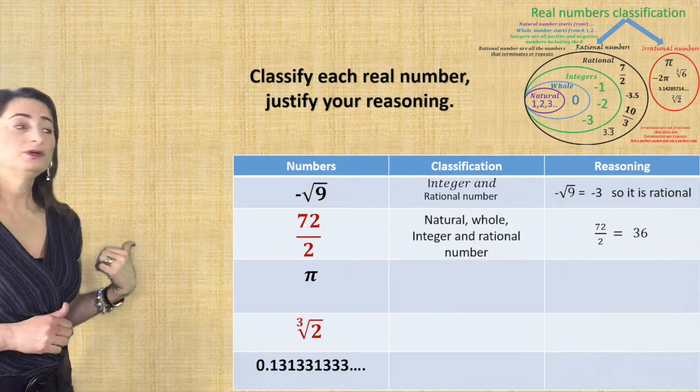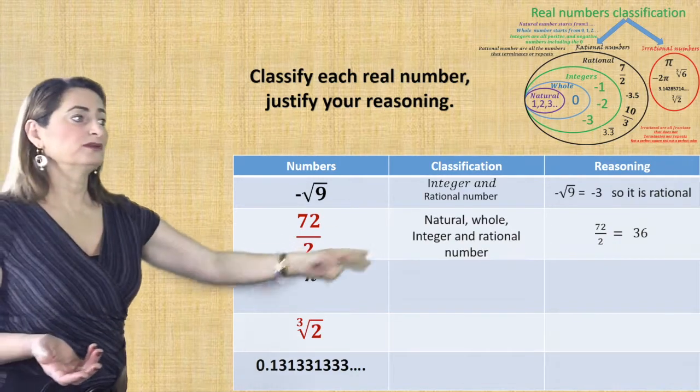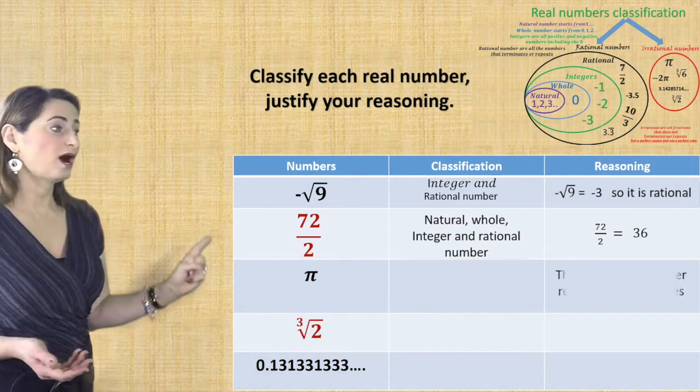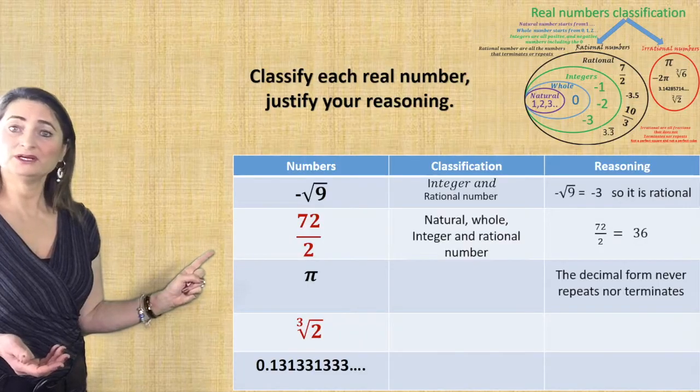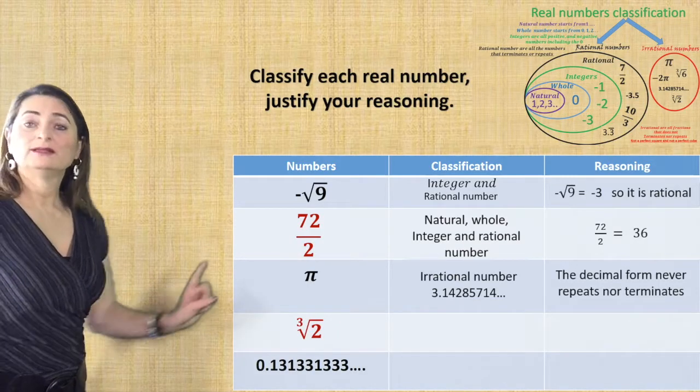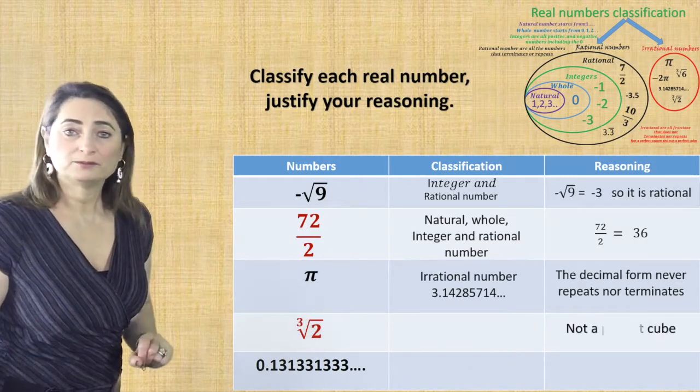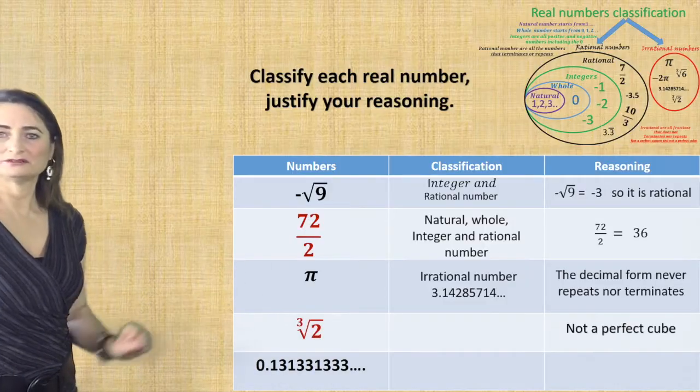Now pi, we all know that the decimal form never repeats or terminates. So it becomes an irrational number. The cube root of 2, because 2 is not a perfect cube, is an irrational number.